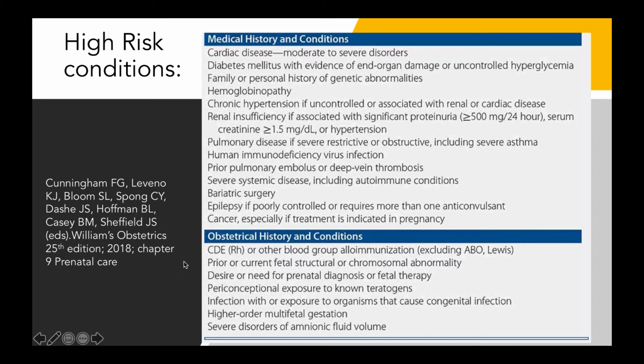We also include as high-risk conditions women who have CDE or other blood group alloimmunization, women with prior or current fetal structural or chromosomal abnormalities, desire or need for prenatal diagnosis or fetal therapy, periconceptional exposure to known teratogens, infection with or exposure to organisms that cause congenital infection, women with higher order multifetal gestation, and severe disorders of amniotic fluid volume. Of course, there are other high-risk conditions that may not be listed in this table. So in the next few slides, we'll talk about these high-risk conditions in more detail.